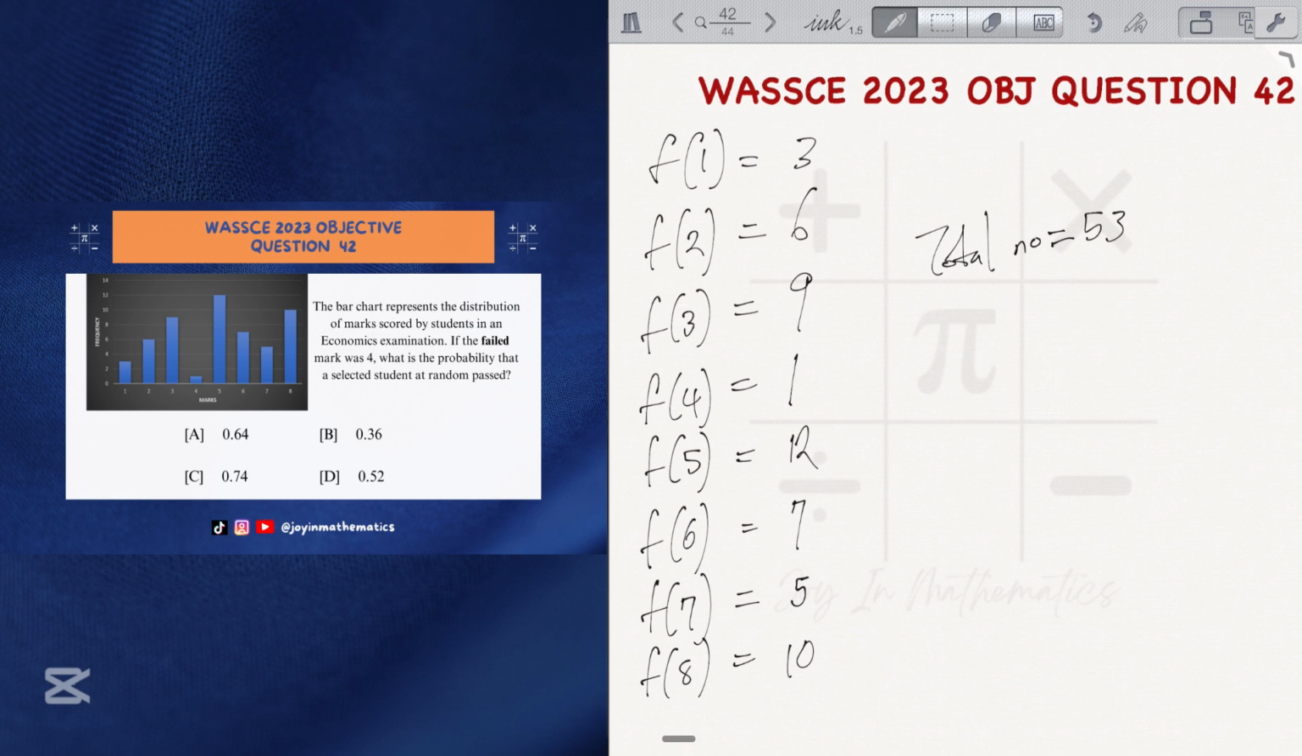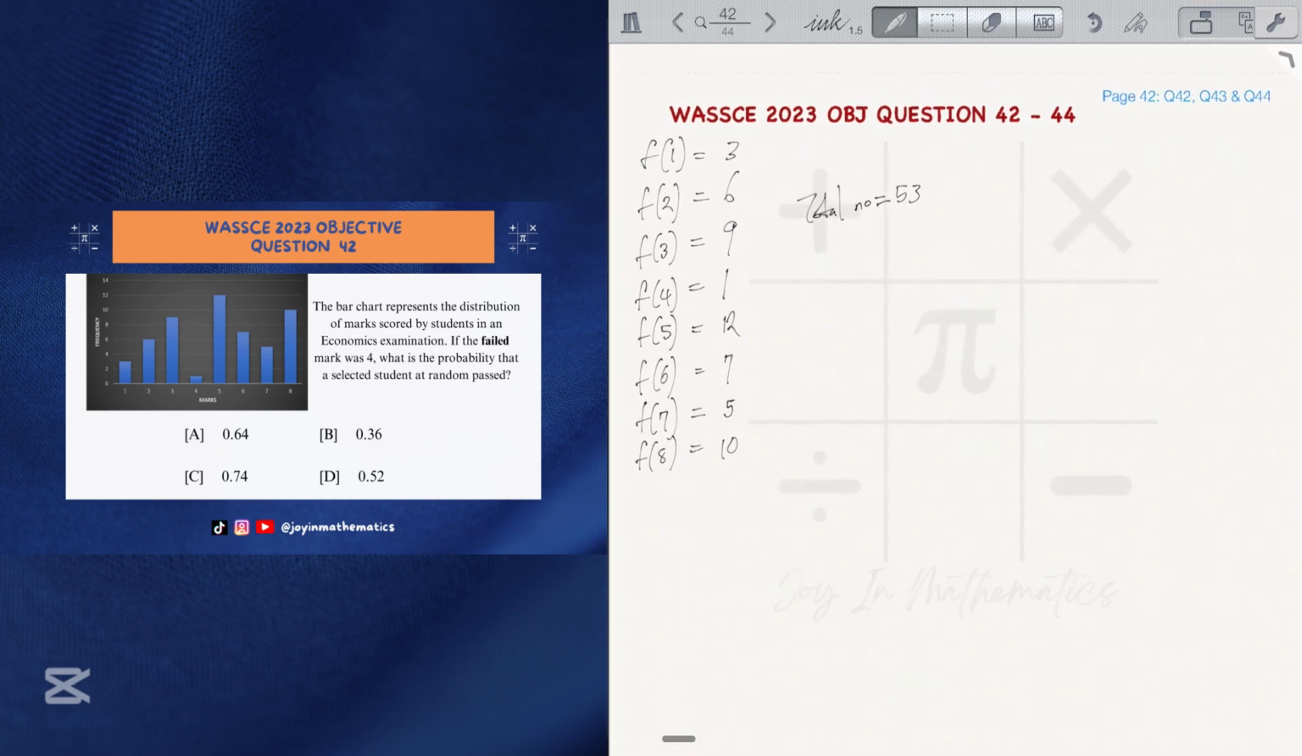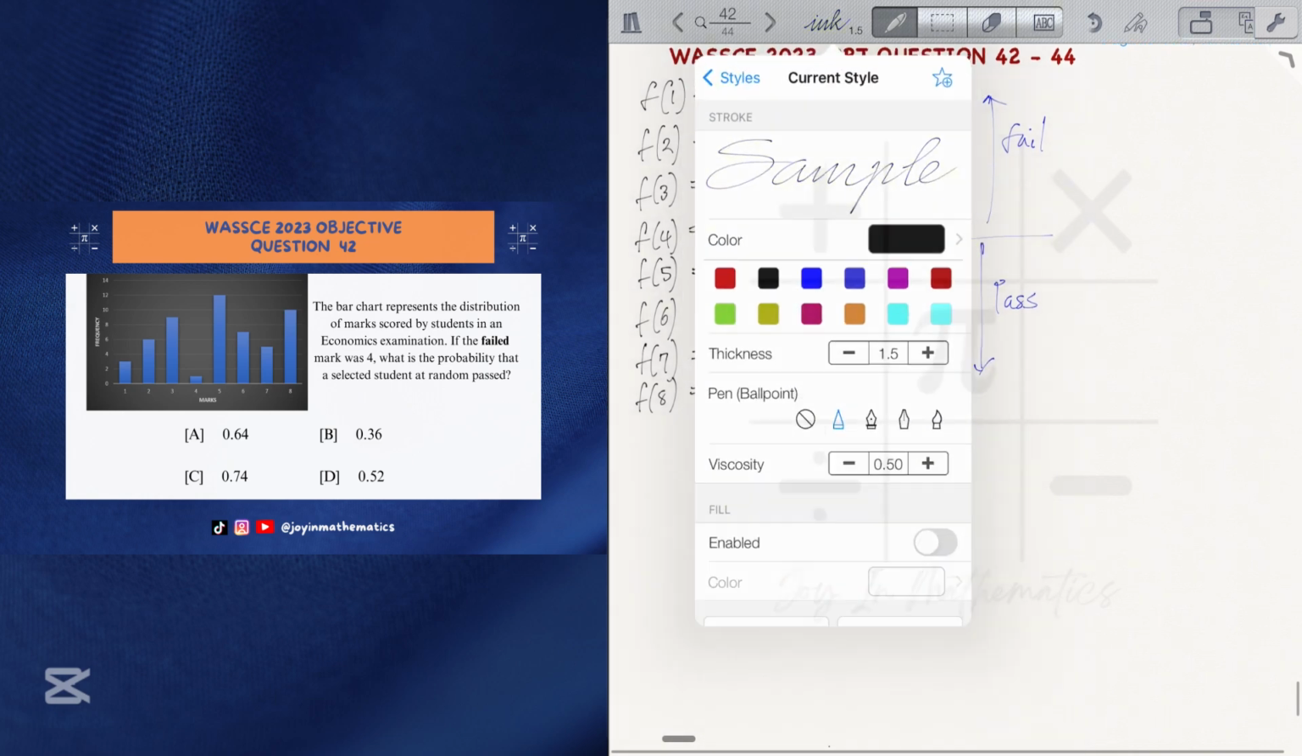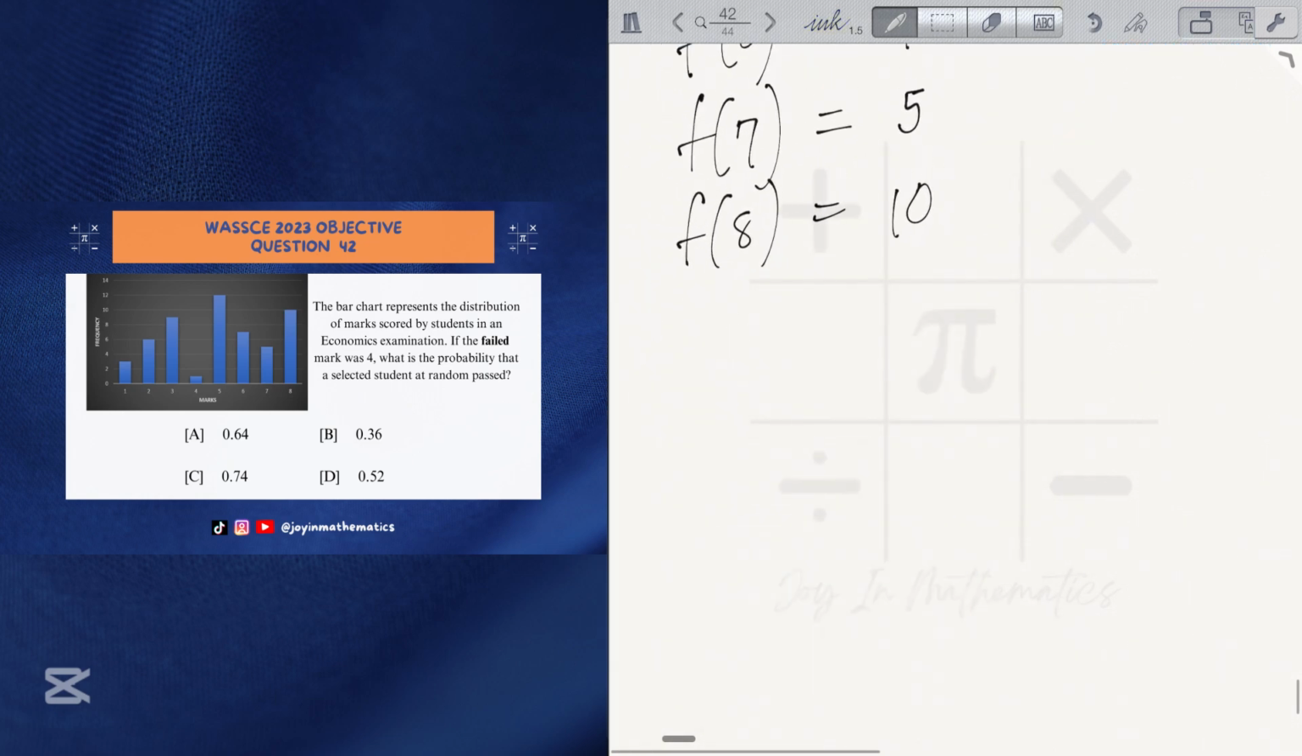Now let's begin with the first question. It says if the fail mark is 4, that means everybody that scores 4 or less than 4 failed, and everybody that scores 5 or greater than 5 passes. We should find the probability that a student selected at random passes the examination. So it's simple. All we have to do is to find the probability of pass. This is question 42.